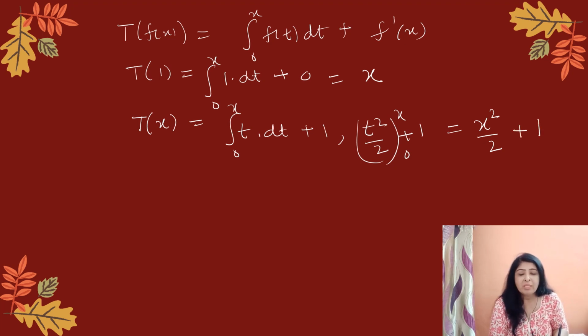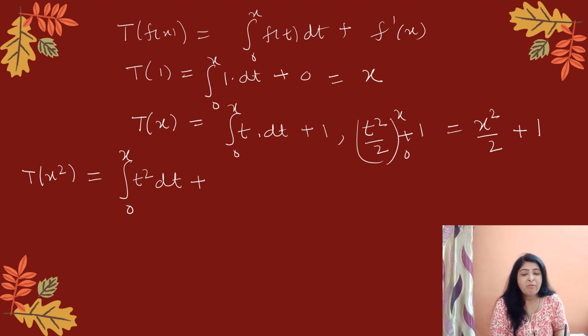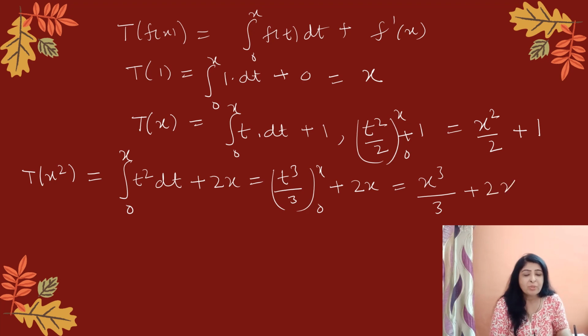Now let us take T of x square. T of x square will be integration 0 to x of t square dt plus the derivative of x square, which is 2x. So this is equal to t cube by 3 between the limits 0 to x, plus 2x, which is equal to x cube by 3 plus 2x.